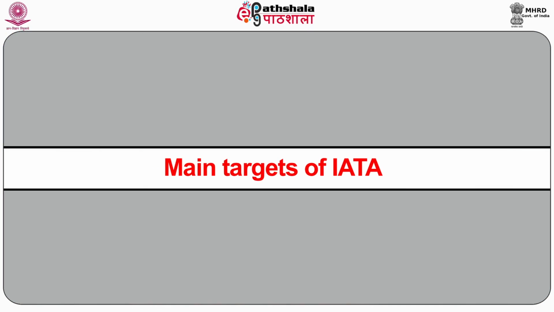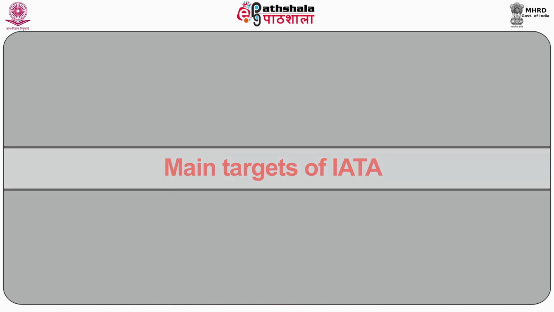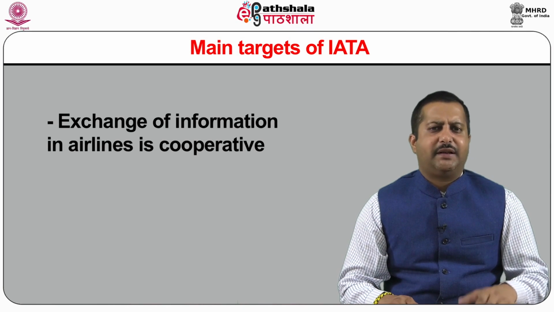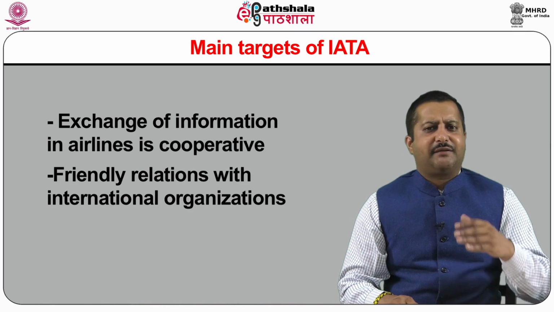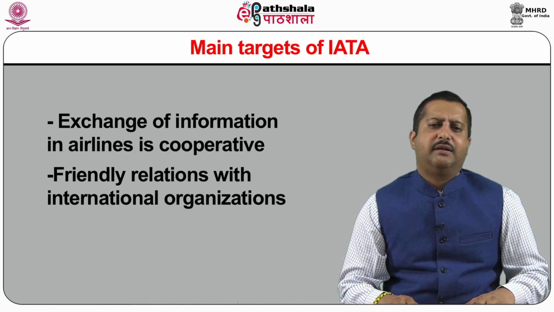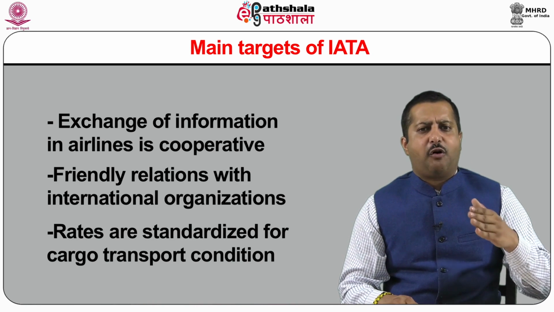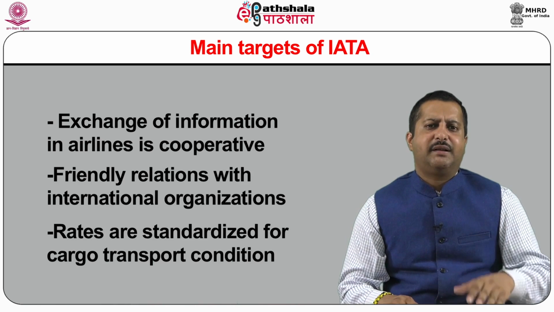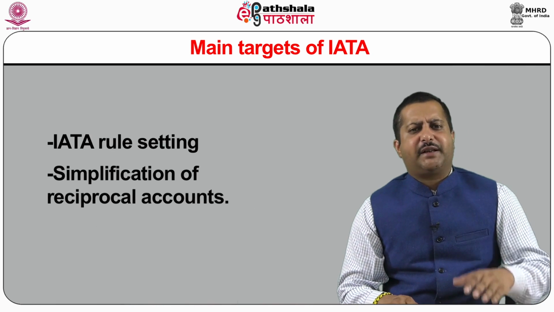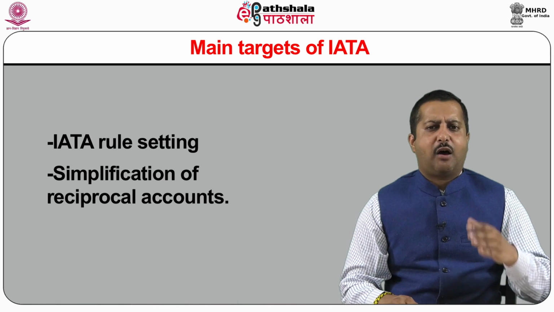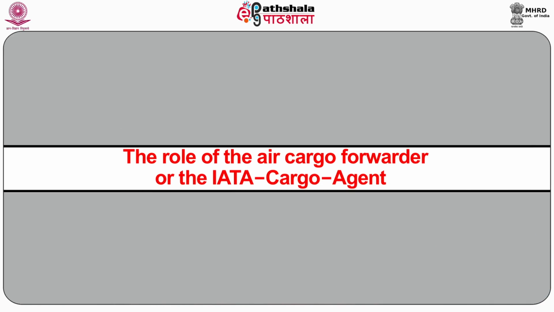The main targets of the International Air Transport Association, that is IATA, are exchange of information in airlines, cooperative, friendly relations with international organizations, rates to be standardized for cargo transport conditions, IATA rule setting to be followed, simplification of reciprocal accounts. Further, the role of the air cargo forwarder or the IATA cargo agent.